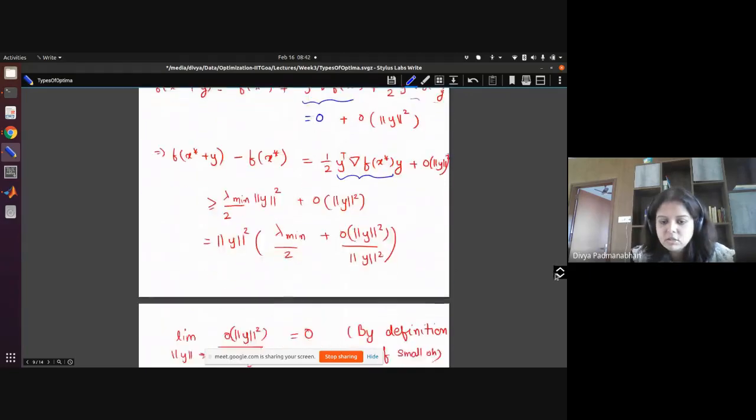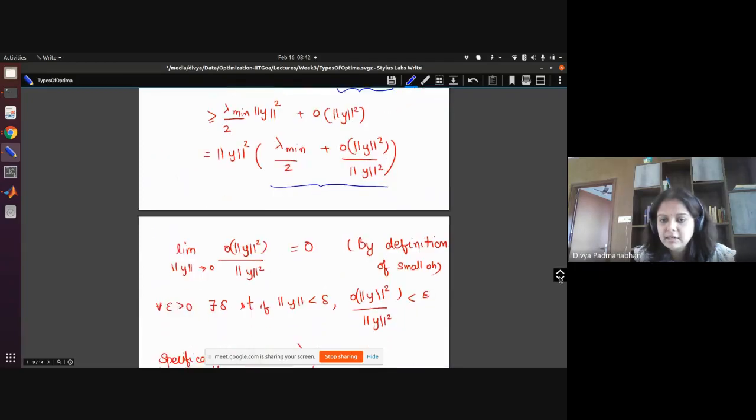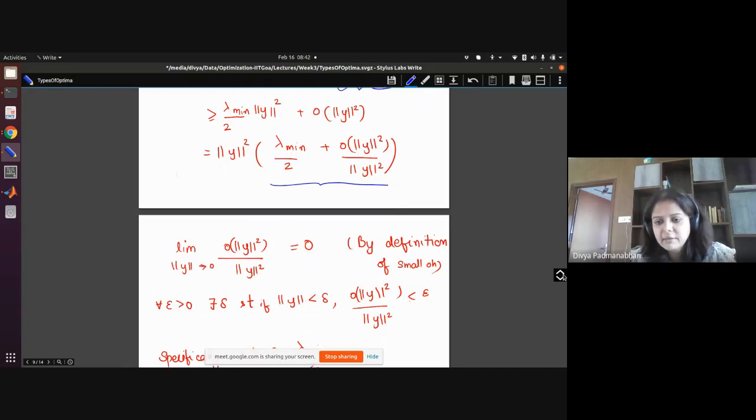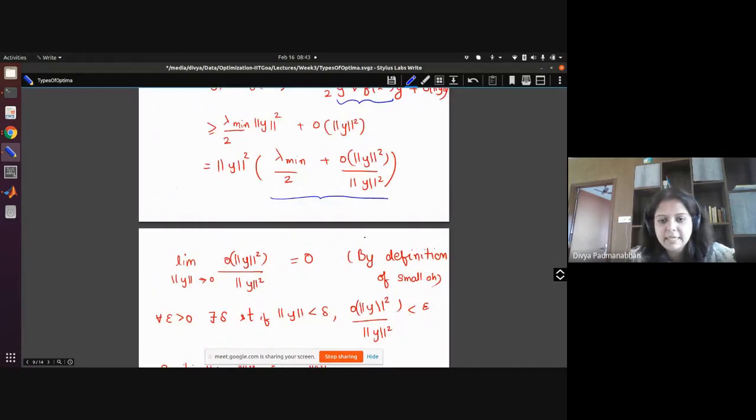Now just doing a rearrangement, you take norm y square out and you get this. Again, we know that all these O notations are taken around the zero point. So as the norm y goes to zero, this limit is zero, by definition of small o. Plugging in what small o really means, for all epsilon you have some delta so that if norm y is less than delta, this quantity is going to be less than epsilon.